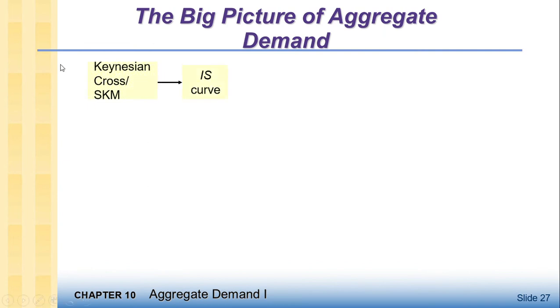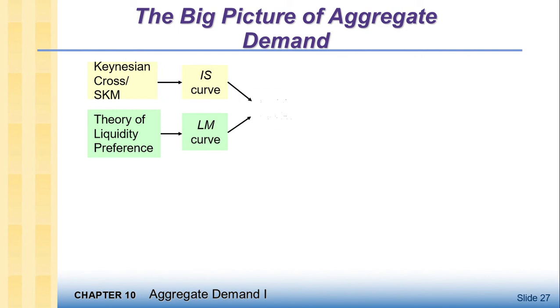So from the Keynesian cross, a simple Keynesian model, we have arrived at the IS curve. From the theory of liquidity preference, or the idea that income increases the preference for liquid cash, we have understood the LM curve. Bringing the IS curve and LM curve together, we get the ISLM model. The ISLM model in turn determines the aggregate demand curve.